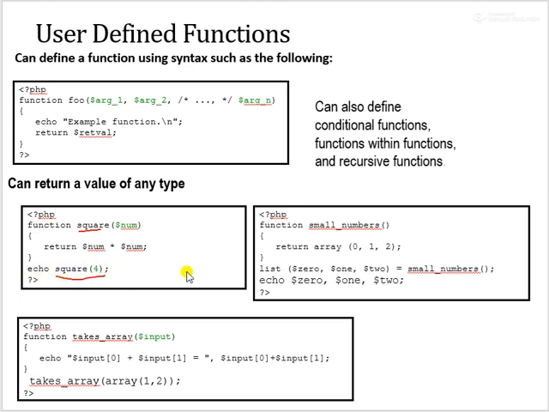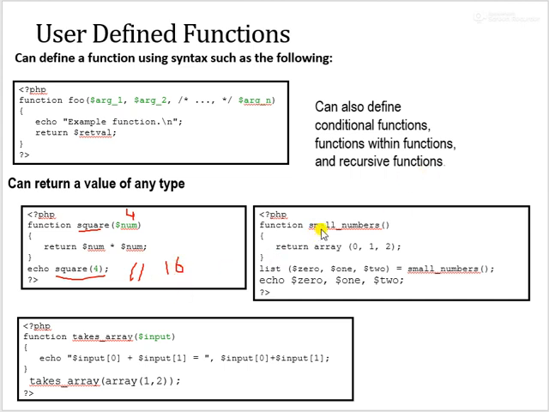And here we are calling this function, square(4). So what will be the output of this function? num will be initialized with 4, and num multiplied by num is returned. So what will it return? It will return 16, so 16 will be displayed on screen.